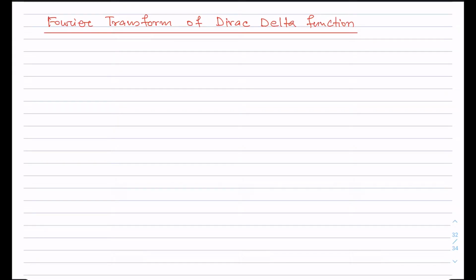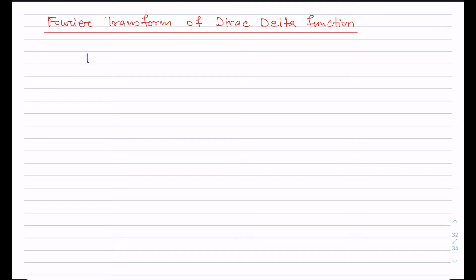Hello everyone. So in this video I am going to evaluate the Fourier transform of the Dirac delta function, and for this I am going to use a symmetric definition for the Fourier transform and its inverse Fourier transform, say of any function f(x). I am taking this definition from the book by Riley, Hobson and Bence.